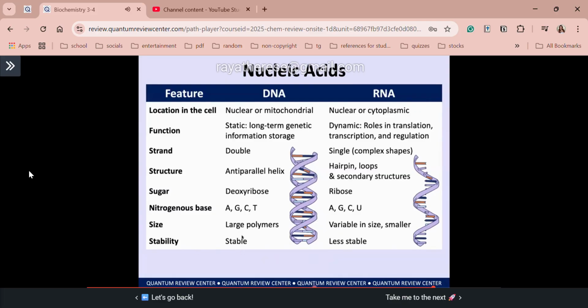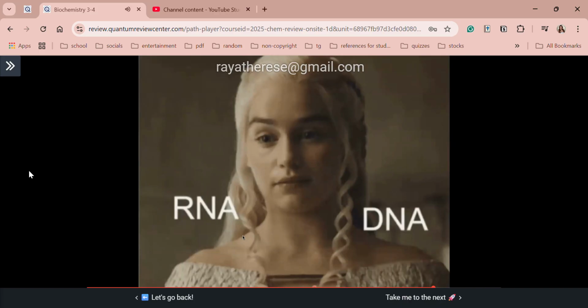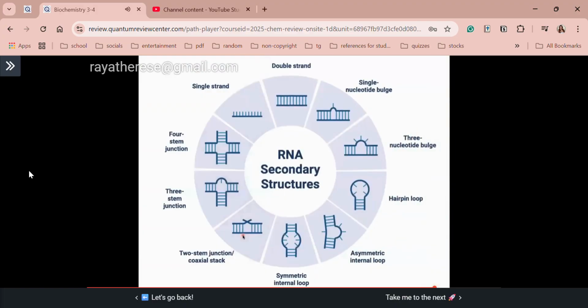strand formation. To compare them, if you are watching or if you already watched Game of Thrones, there is Daenerys, and you can see in her hair, RNA is single-stranded, DNA is double-stranded. Oh sir, can we see an example of the secondary structures of RNA? Okay class, this is just a supplementary discussion.